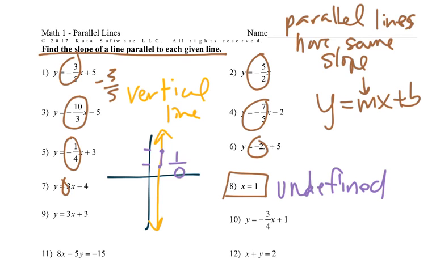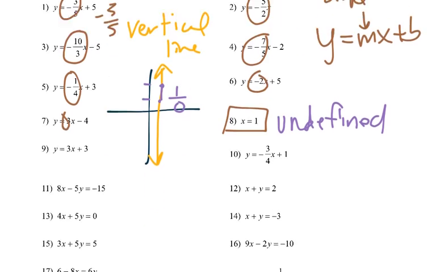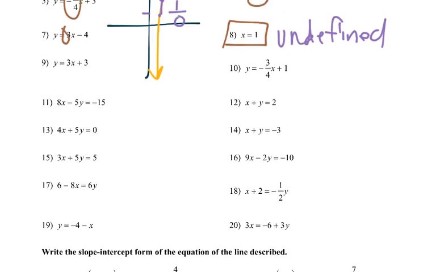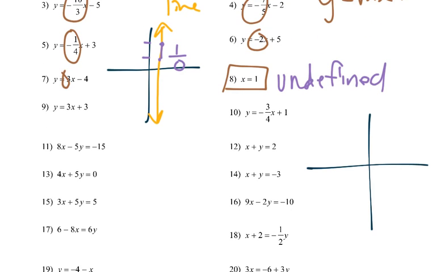Now, if it's a horizontal line, it would be just y equals a number. If I pick 2 points, it would have a run of 1 and a rise of 0. That would just be 0.